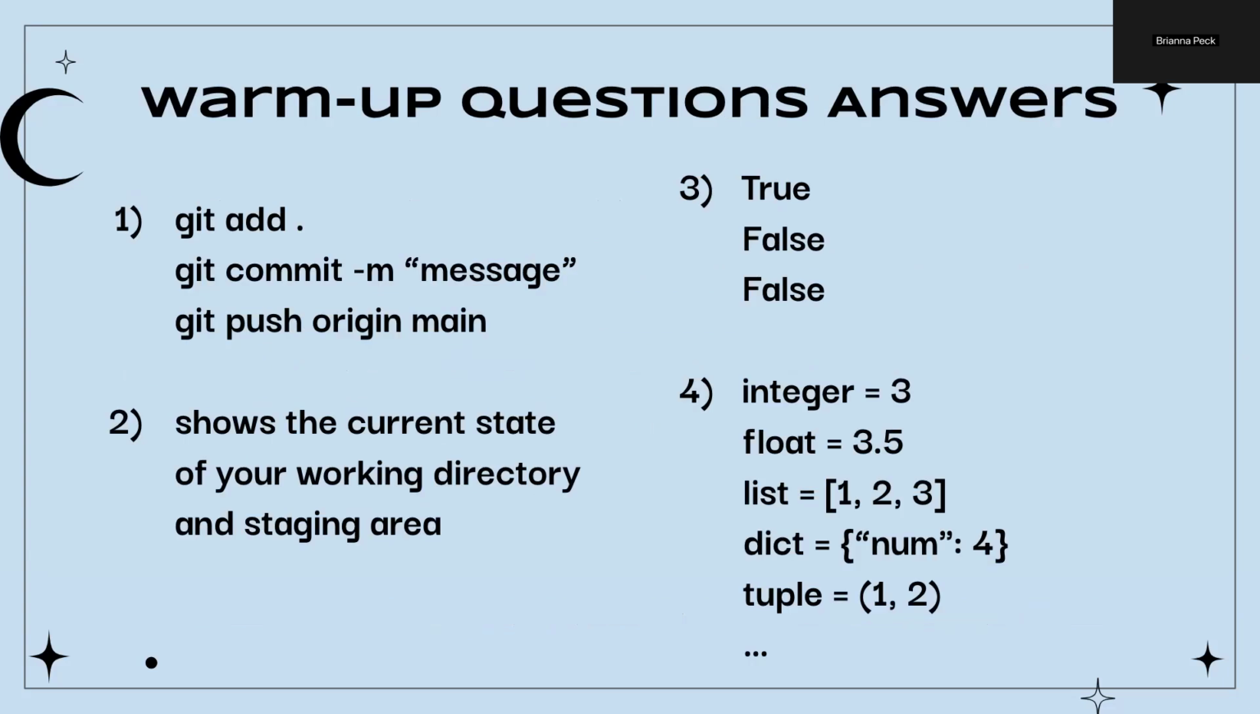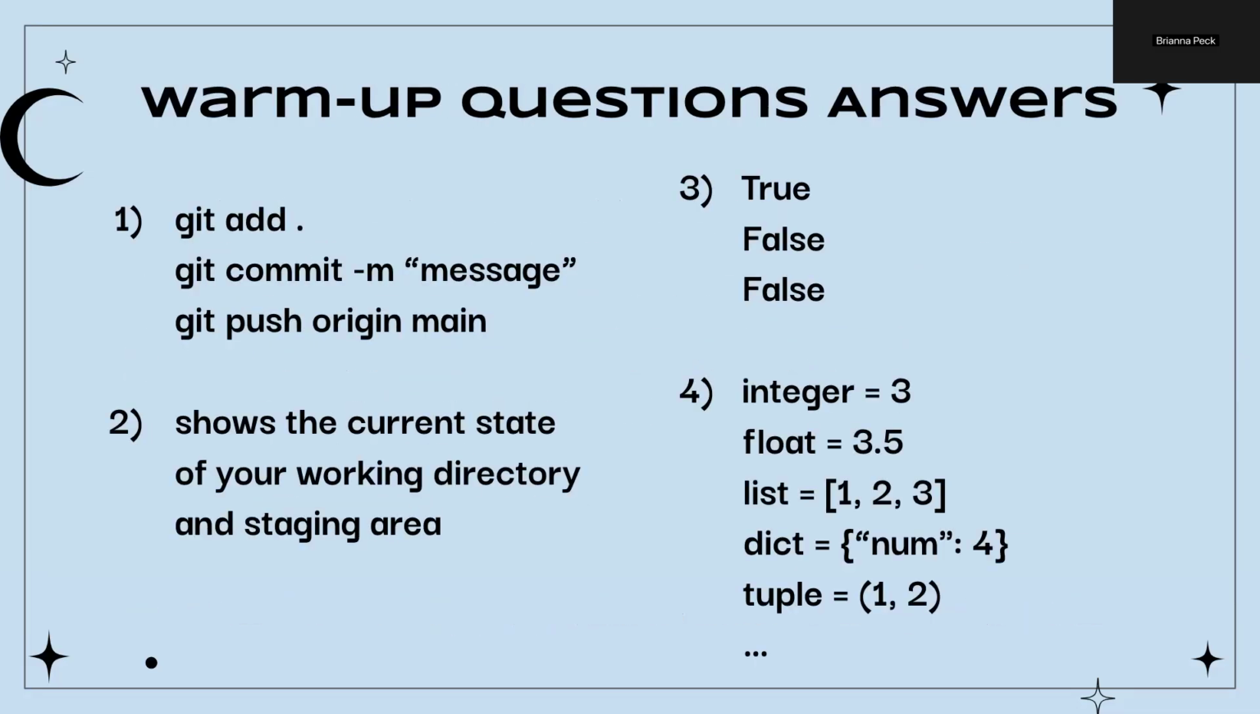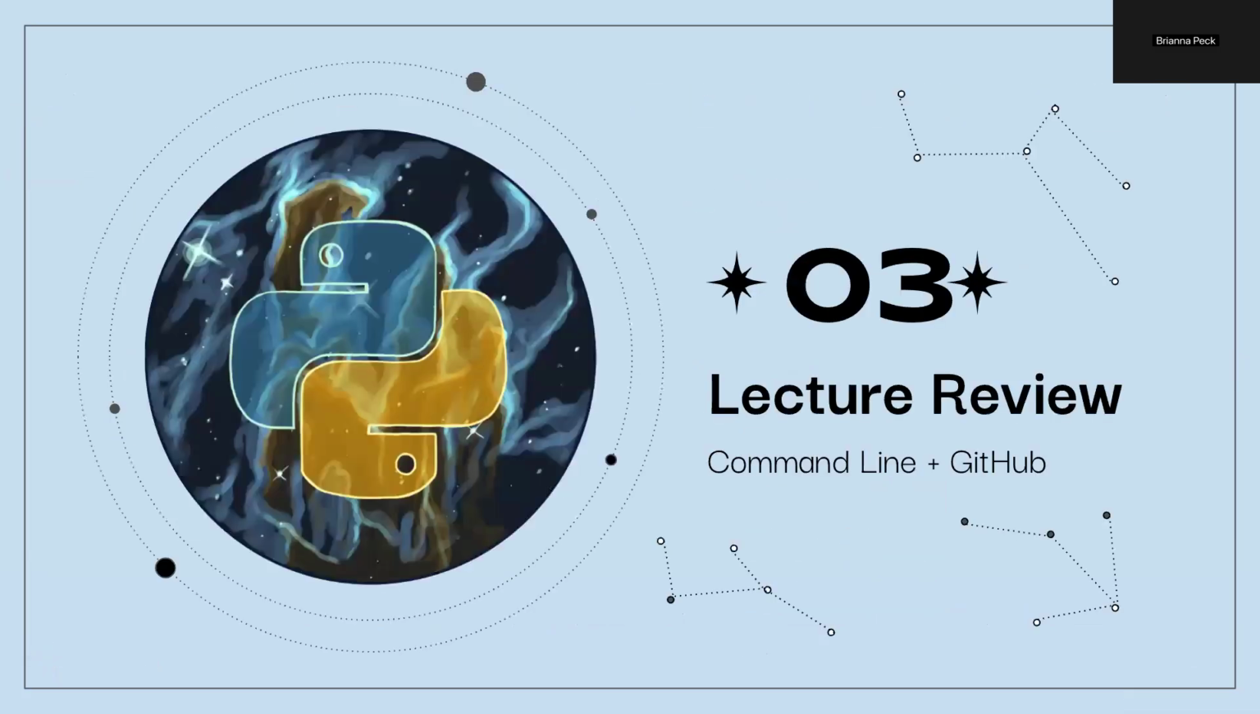And then for these 3, not too bad. True, false, false. Don't need to say much about that. For 4, the data types that we know so far: an integer is an integer. Float would be anything with a decimal. Dictionary has the curly brackets, and then a tuple is unchangeable, and it has the normal parentheses.